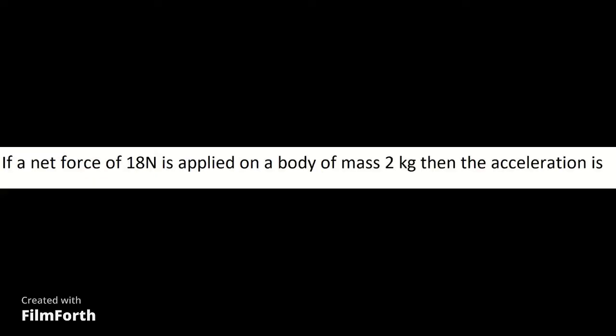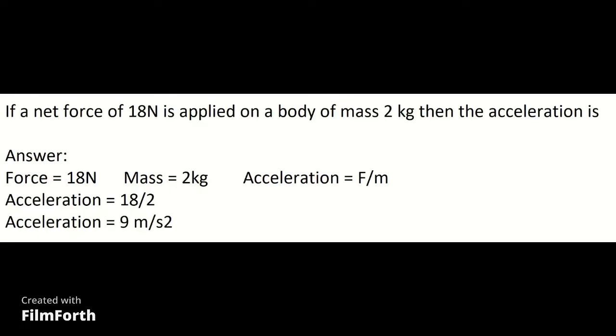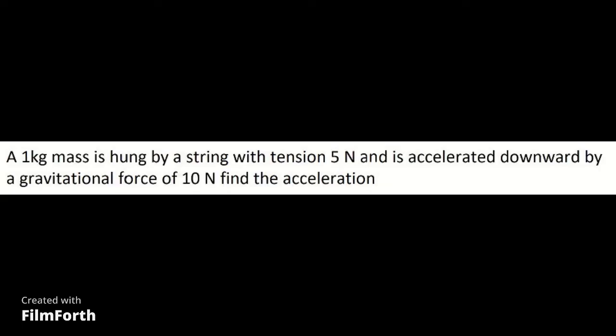Good. If a net force of 80 Newton is applied on a body of mass 2 kilograms, then the acceleration is? It's 9 meter per second squared, Professor. Bravo. Now, imagine a 1 kilogram mass hung by a string with tension 5 Newton with the acceleration downward. This object is also pulled down by a gravitational force of 10 Newton. Now, calculate the acceleration of the mass.